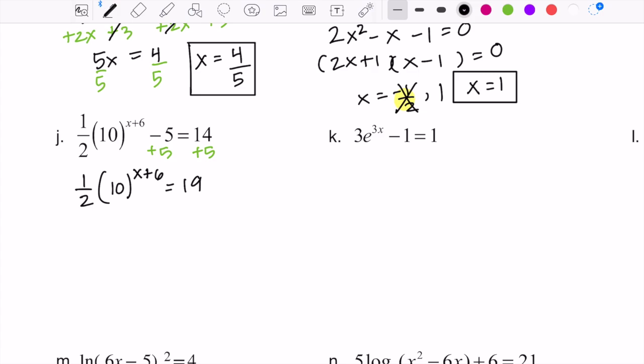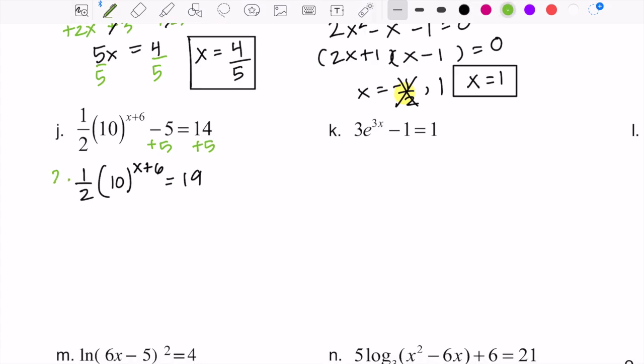So that's going to equal 19. Then I'm going to multiply both sides by 2 to reverse that fraction. And now that the base and the exponent are isolated, I'm going to do the inverse and take a log of base 10. You don't have to write base 10, and you shouldn't in your final answer.